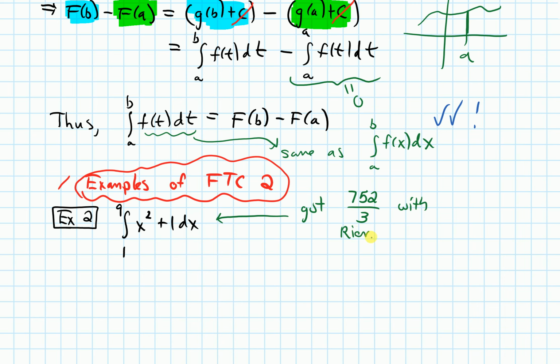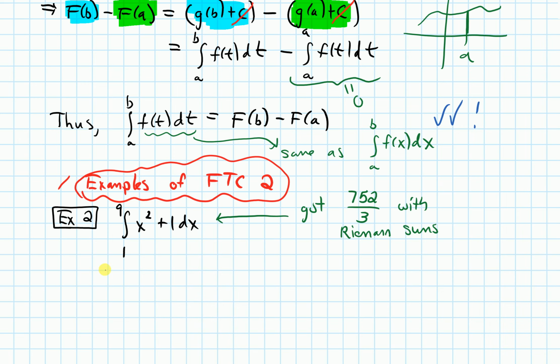Riemann sums. And it was doable. It just took us a while. The process was tedious. Maybe it took us 15 or 20 minutes to work that out in the previous video. So let's see how fast this is with FTC Part 2.